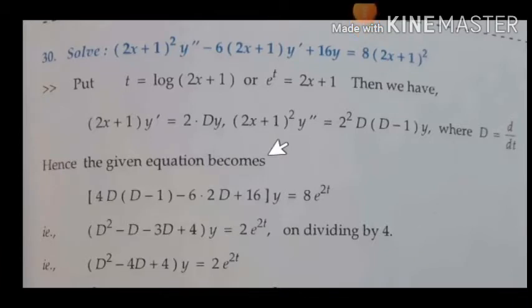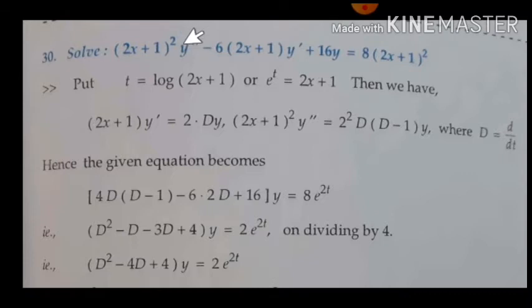Now we will do some more problems related to Legendre differential equation. Observe how to identify that the differential equation is of Legendre type. Coefficient of y dash should be of the form ax plus b.